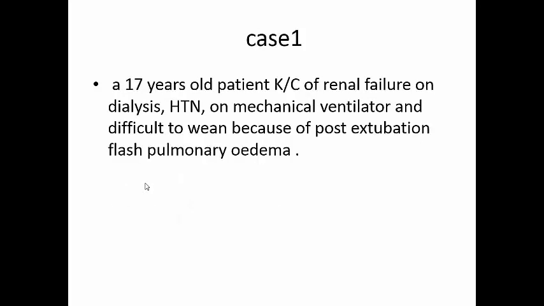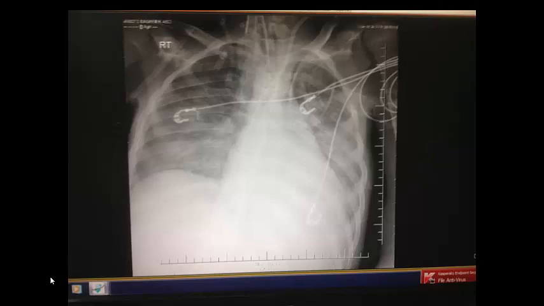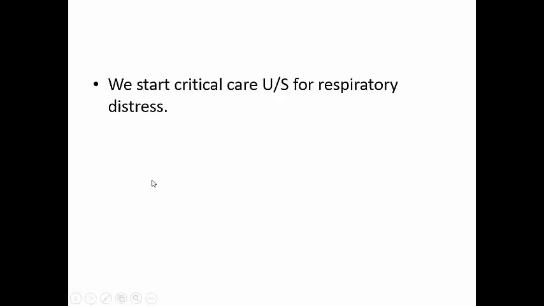Let us see. Really, I applied this protocol for hundreds of cases, but now I select a few cases to explain this protocol. A 17-year-old patient, known case of renal failure on dialysis, hypertension, on mechanical ventilation, and difficult to wean because of post-extubation flash pulmonary edema. This is the X-ray. This is the catheter for dialysis, and white chest. We start critical care ultrasound for respiratory distress.